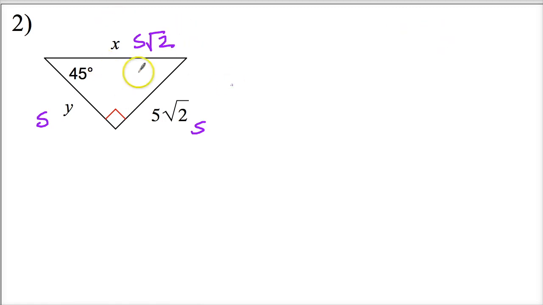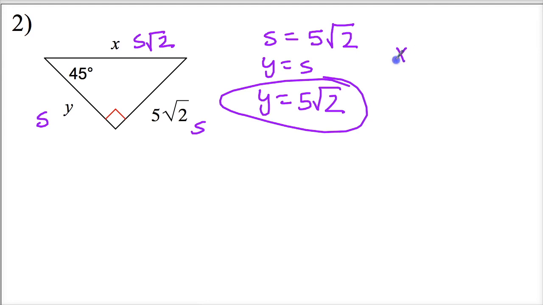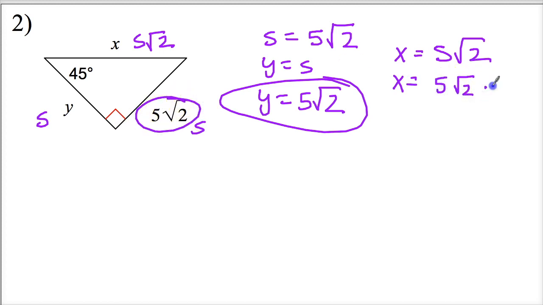Now, I have all the stuff that I need, so I know that s is equal to 5 square root of 2. I know y is equal to s, so y is equal to 5 square root of 2. Now it seems like, well, why would you write all that out? The reason is so that I have something to reference later if I need it. So it tells me that x is equal to side times the square root of 2. So x is equal to, now the side value is this, so I need to put in 5 times the square root of 2 times the square root of 2.